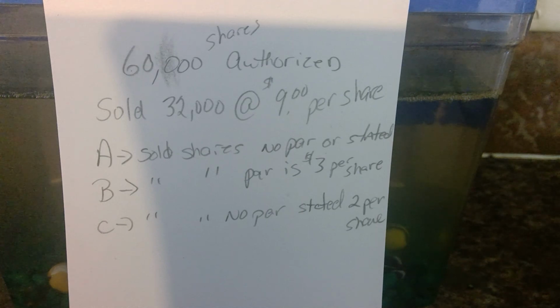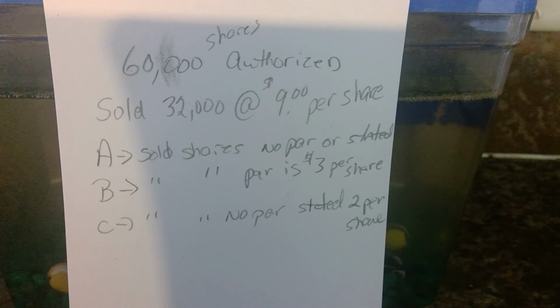And then your common stock says number of shares times par value. You can change the word par and put in the word stated, because remember, par and stated are exactly the same. So in this case, we're taking 32,000 shares times the stated value. And in letter C, the stated value is $2 per share. So 32,000 times 2 is going to give you 64,000.